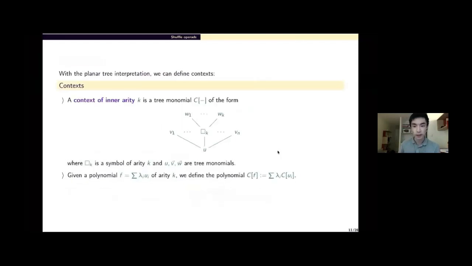Another notion that is not only for operads, but this is where we'll be working, is the notion of a context. So using the planar trees, we can define a context of inner arity k as a tree monomial C[□_k], where we have a bunch of tree monomials around a new symbol, box k, of arity k. And the idea is that we can replace this box with any actual tree of arity k. So if we have a polynomial f of arity k, C[f] is a linear combination of C[u_i], where we just replace the box with u_i.